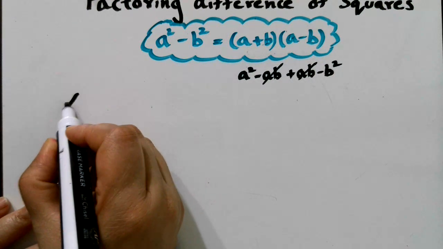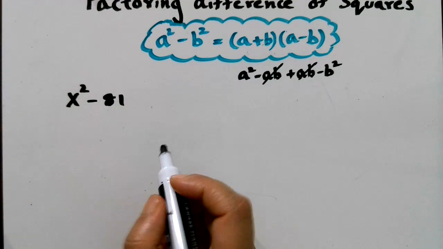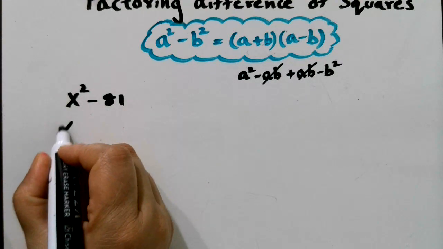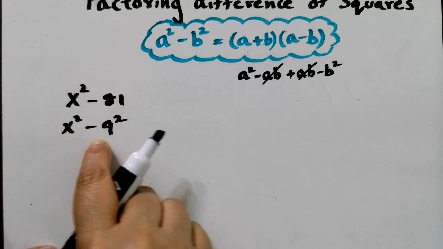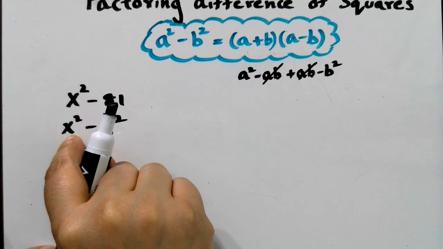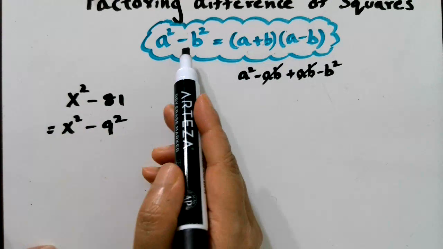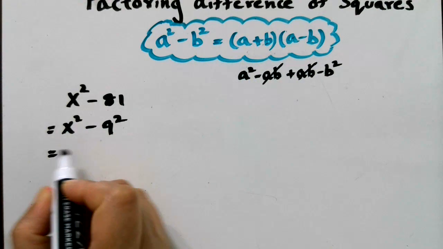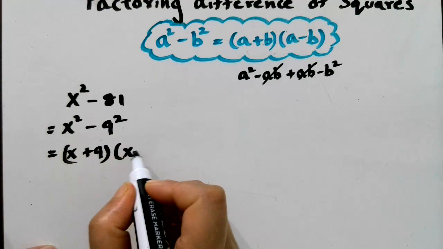So let's get started. x squared minus 81. I have a difference of two squares. I can write this as x squared minus 9 squared. Now this looks exactly like a squared minus b squared. In this case, my a is x and my b is 9. So a squared minus b squared is a plus b times a minus b. x squared minus 9 squared will be x plus 9 and x minus 9.